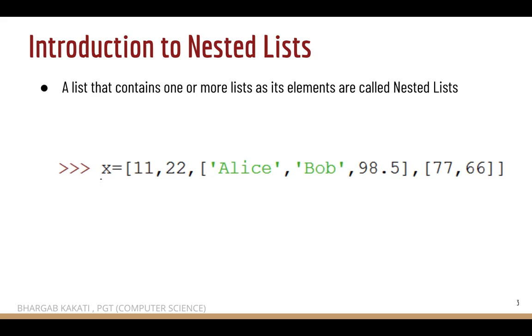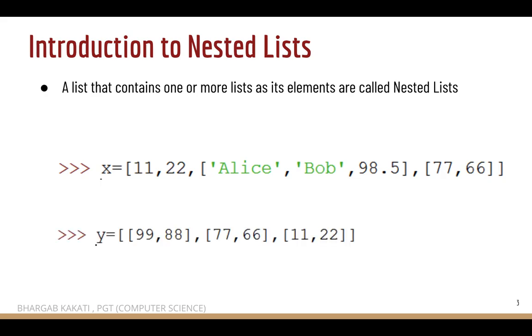So let's say we have this list here: x = [11, 22, [Elise, Bob, 98.5], [77, 66]]. Here you can see that x is a list. Within that list we have two more lists as its elements, which is Elise, Bob and 98.5. This is one list. Within the list x we have another list, which is 77 and 66. So since within one list we are having another list, it is known as a nested list.